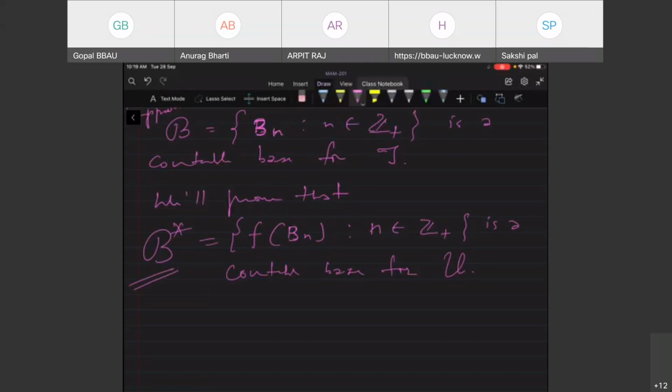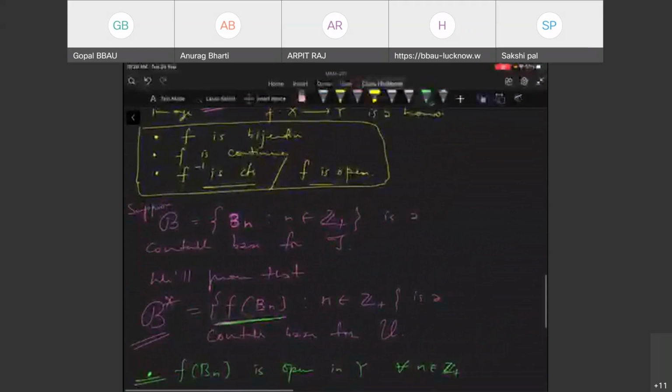मैंने बोला कि इस कलेक्शन को बेस होने के लिए जो सबसे पहली चीज चाहिए वो ये जो मेंबर आए हैं f of Bn's, इनका टोपोलॉजी में होना बहुत जरूरी है। मींस इनका ओपन होना जरूरी है। करेक्ट या नॉट? यस सर। तो पहली बात, ये ओपन क्यों होंगे? तो can you see that these are open? f(Bn) is open in Y for all n. Can you prove this? You know these things.